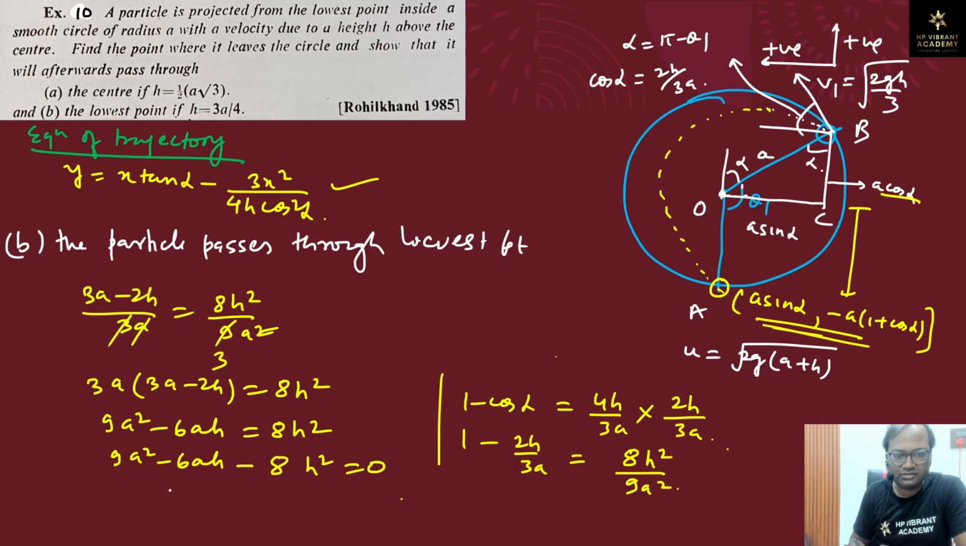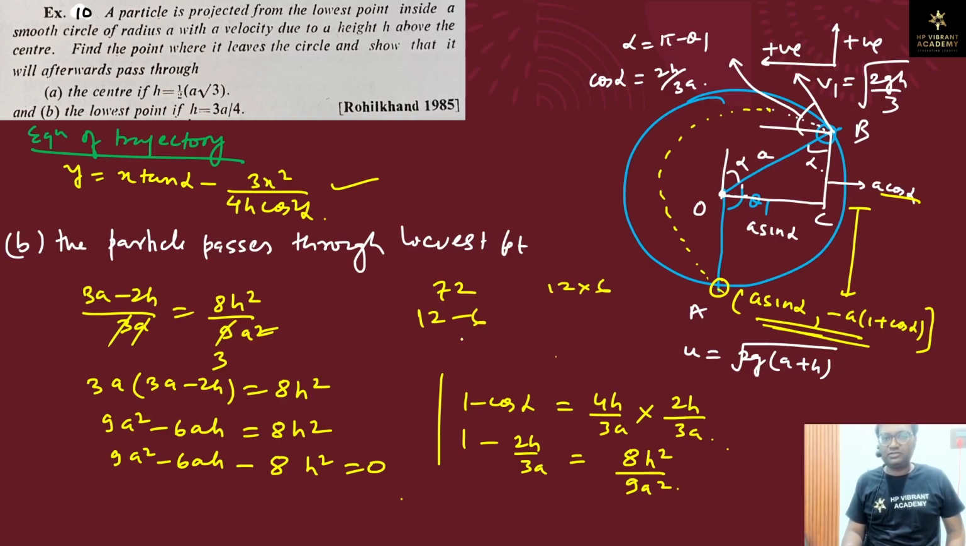So we have 9 into 8 is 72. So we can simplify this as 12 minus 6, 12 into 6. So 12 minus 6. So this is equal to 9a square minus 12ah plus 6ah minus 8h square is equal to 0.